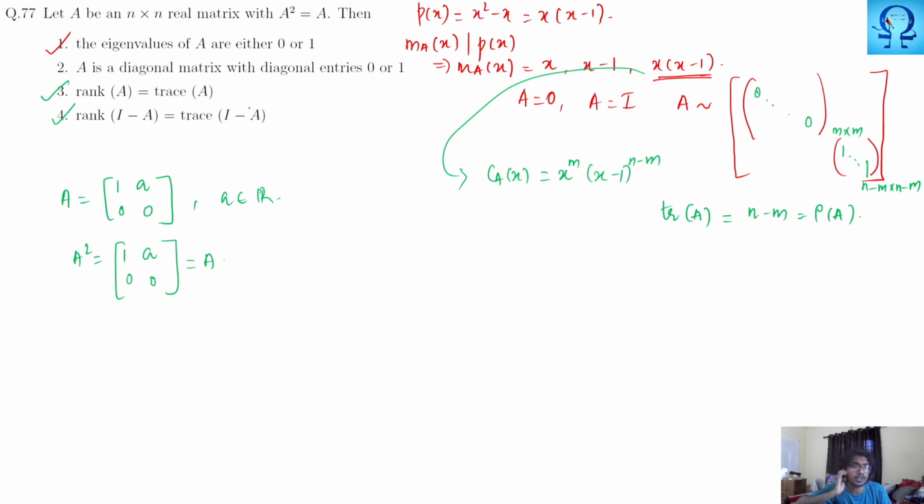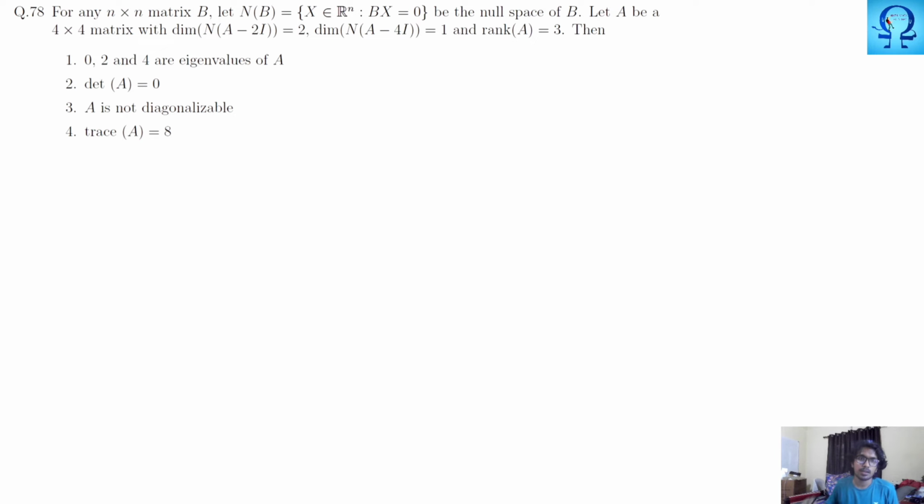But your option 2 claims that it has to be a diagonal matrix, but the matrix that I consider is not a diagonal matrix. It can be treated as an upper triangular matrix, but it is not a diagonal matrix. Clear? So A need not be a diagonal matrix. Of course, in the diagonal we have zeros and 1 only, but it is not a diagonal matrix. Hence, option 2 is wrong. Okay. Moving to the next question.